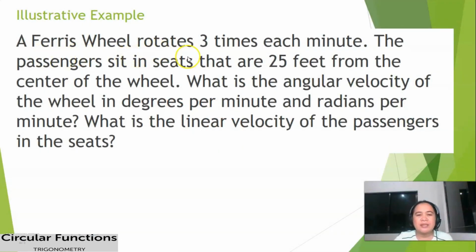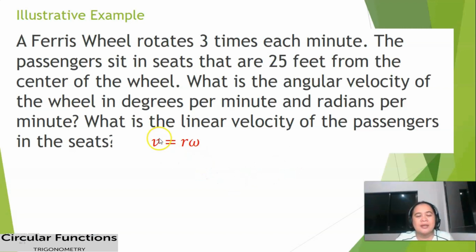Okay, a Ferris wheel rotates 3 times each minute. The passengers sit in seats that are 25 feet from the center of the wheel. What is the angular velocity of the wheel in degrees per minute and radians per minute? And what is the linear velocity of the passengers in the seats? So to do this, let's have this.